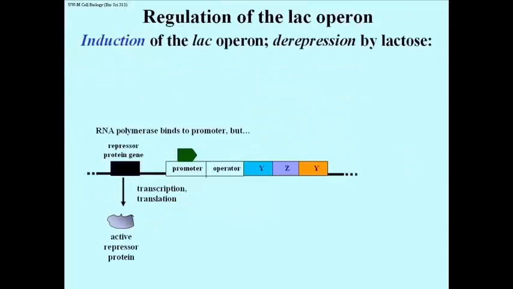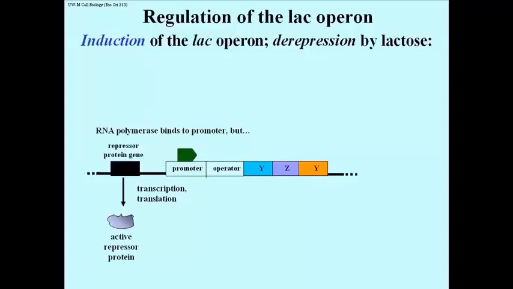Now let's look at the regulation of the lac operon. There are several modes of regulation. Let's look at the induction of the lac operon, meaning turning it on. This occurs by a process called derepression. So here we have a molecule of RNA polymerase shown in green sitting on top of the promoter. You might expect this RNA polymerase, having bound to the promoter, to start moving to the right through the operator and into the Y, Z, and A genes, transcribing the entire operon.